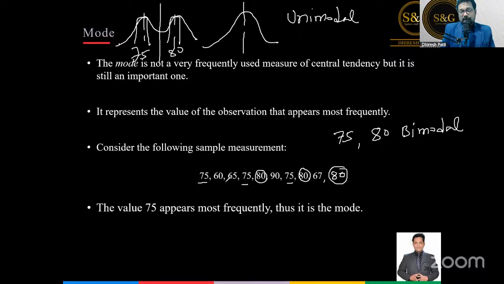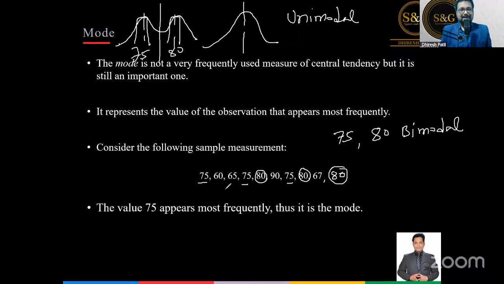Now, what if all the data points are having the same frequency? What will be the mode of that? Second question. All the data points will have the same frequency. What will be the mode of that? Type in the chat box. Have you understood my question? Let's say 75, 2 times, 60, 2 times, 65, 2 times, 75, 2 times, like that. All of them are with the same frequency. What will be the mode?